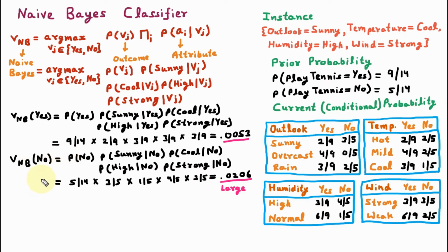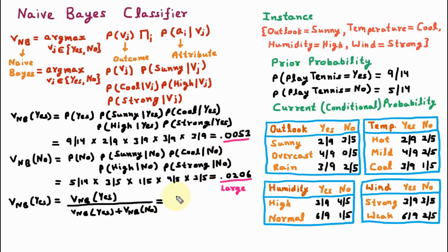We can also consider the denominator, but the answer will be the same. So we are taking the denominator as well. So naive Bayes for yes will be equal to naive Bayes for yes divided by naive Bayes for yes plus the naive Bayes for no, and that will be equal to yes is 0.0053 divided by, yes again, 0.0053 plus no, which is 0.0206.